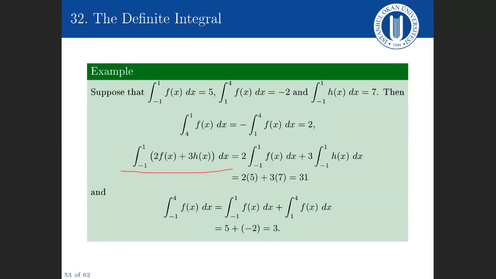The integral from minus 1 to 1 of 2f plus 3h. The integral of f is 5 and the integral of h is 7. So we're going to have 2 times 5 plus 3 times 7, or 31. The integral from minus 1 to 4. We can break this into two different integrals. First, we can do the integral from minus 1 to 1, which we know. And then we can do the integral from 1 to 4, which we also know. 5 plus minus 2.